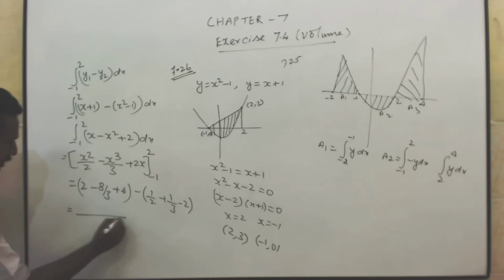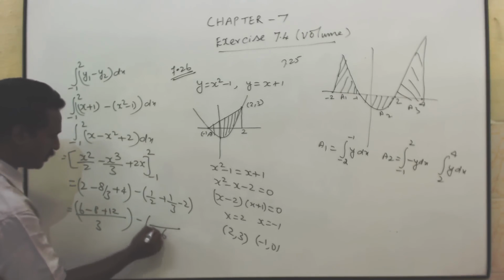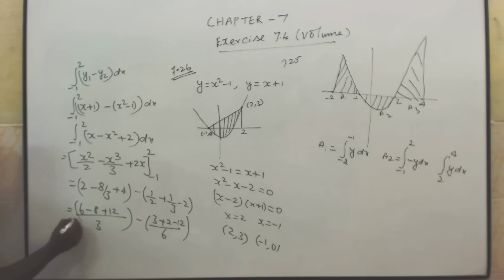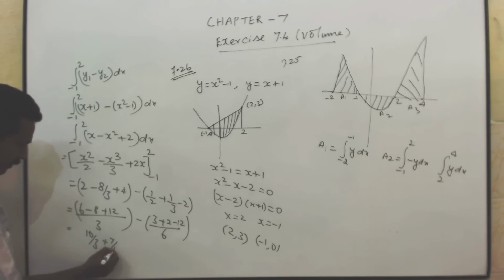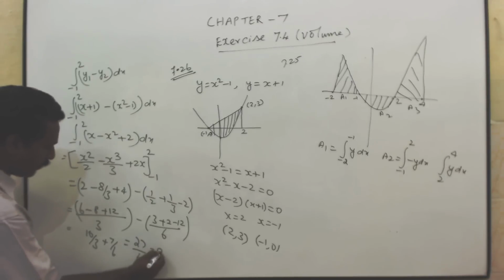So, here what is the LCM? 3. 6 minus 8 plus 12. Here what is the LCM? 6. 3 plus 2 minus 12. That is 18. 10 by 3 minus, of minus, plus 7 by 6. That is 27 by 6, that is 9 by 2.